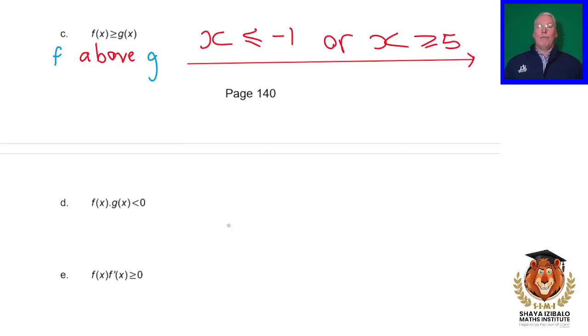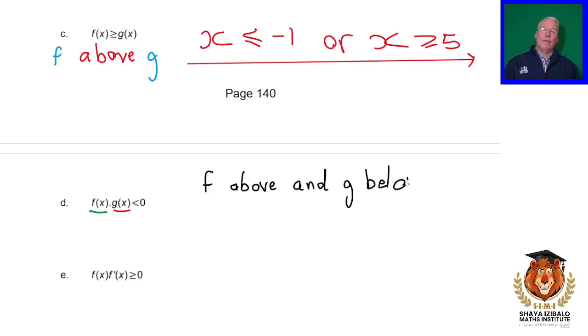The next one involves a product. A product being negative. Now, how do we get a negative product? We need these two things to have different signs. So in other words, we either need f to be positive and g to be negative, or f to be negative and g to be positive. So there are 2 situations we can look at here. Remember, positive f value means that f is above the x-axis, and we want g to be below.